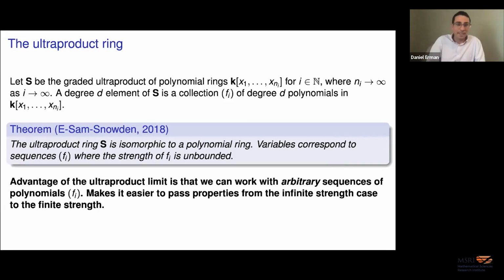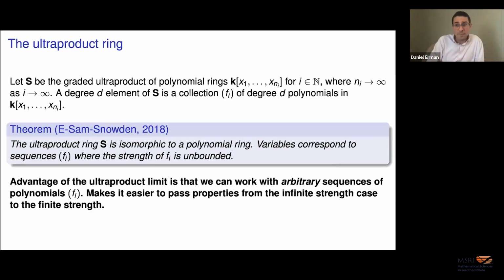get a single element. And the theorem we have about the inverse limit ring, this power series ring, is also true for the ultraproduct ring. So this ring is also a polynomial ring. And here the variables correspond to sequences of polynomials where the strength is unbounded. So the infinite strength elements in this ultraproduct ring correspond to these collections of polynomials of degree d where the strength is getting larger and larger.